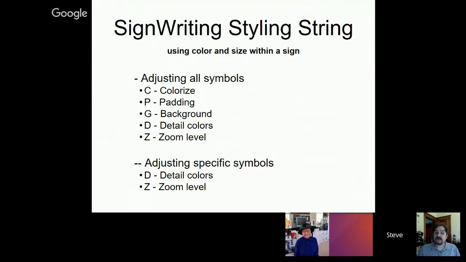When we add padding, we actually put some space up, down, left, right around that sign. We can set the background color of that sign, and we can use the CSS color name or those hex values. We have the detail colors for the signs, and we can set the line color or the fill color. And there's also a zoom level that we can set for the entire sign, because normally they start at 1, and we can make them up to 2, 3, or even extensible, which I'll talk about in a second. And then there are 2 options for the specific symbols. You can set their colors, or you can set their size.